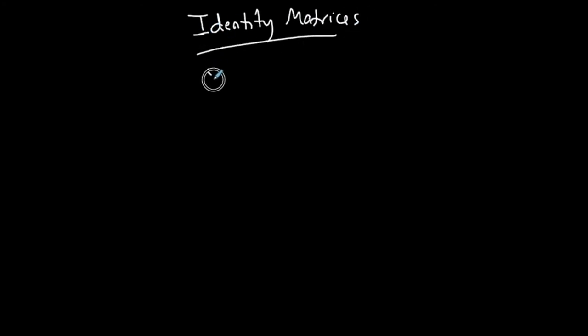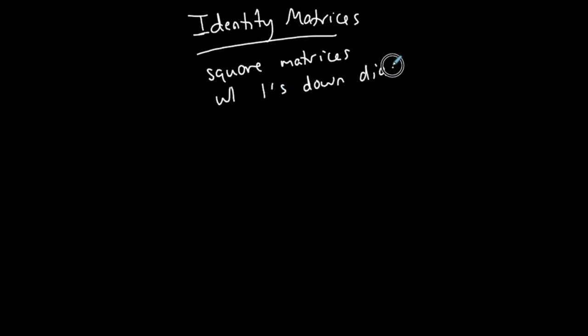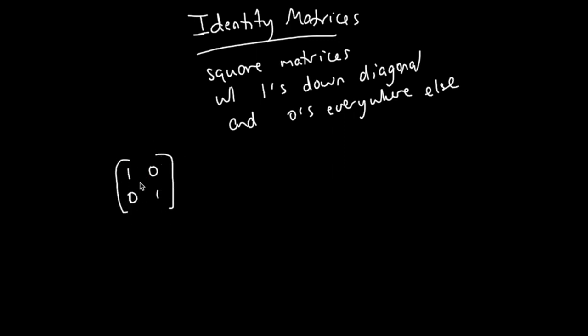One other bit of information about matrices is what we call the identity matrix. Identity matrices, I should say, because there's more than one. These are square matrices. So they have to have the same number of rows and columns, with ones down the diagonal and zeros everywhere else. So let me show you what I mean by that. Let's do a 2x2 square identity matrix. So here is a square matrix, two rows, two columns. It has ones down the diagonal and zeros everywhere else. So this is the identity matrix for a 2x2 matrix.